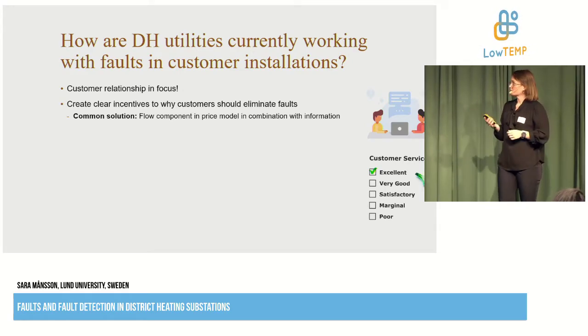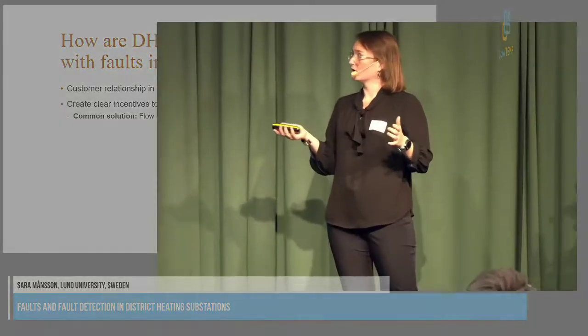As mentioned in the previous presentation, this could be done by, for example, introducing a flow component in the price model, but this had to be combined with a lot of information. If you just introduced the flow component, the customer would not understand why they have to pay for the price, and of course they don't want to pay for something they don't understand. So we need to provide them with the correct information as well.